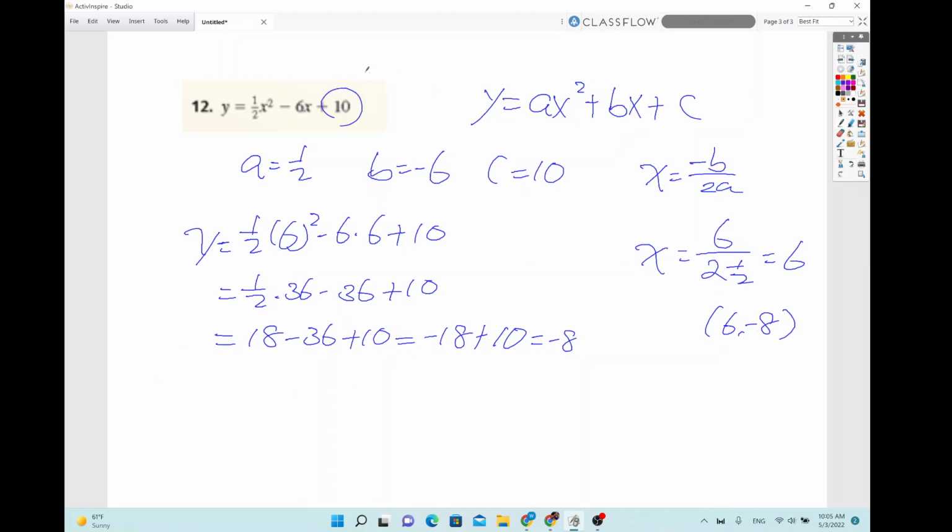Another thing is that the value of c, which is 10, shows the y-intercept. So 0, positive 10, that would be the y-intercept. Okay, so making a graph template, x-axis, y-axis. So 6, negative 8, down here in quadrant 4. And then the y-intercept, so 0, up 10.